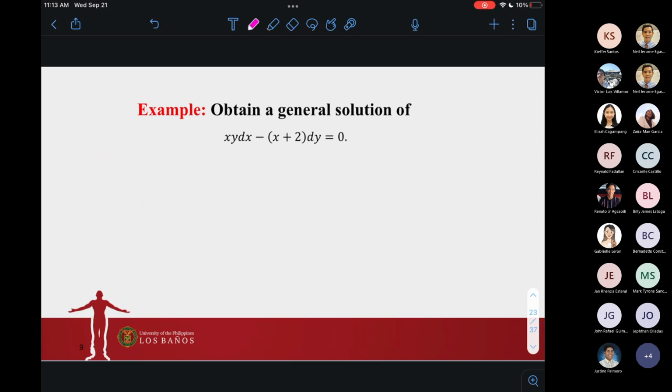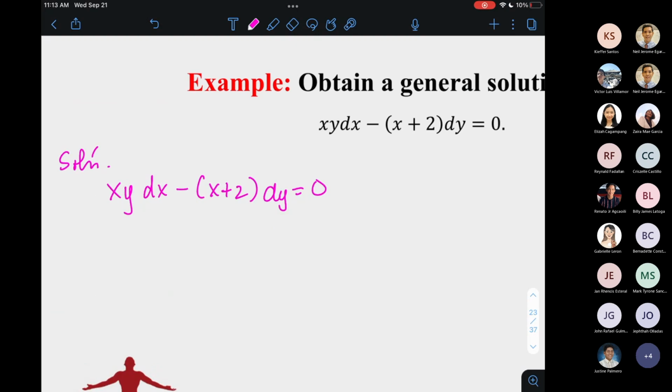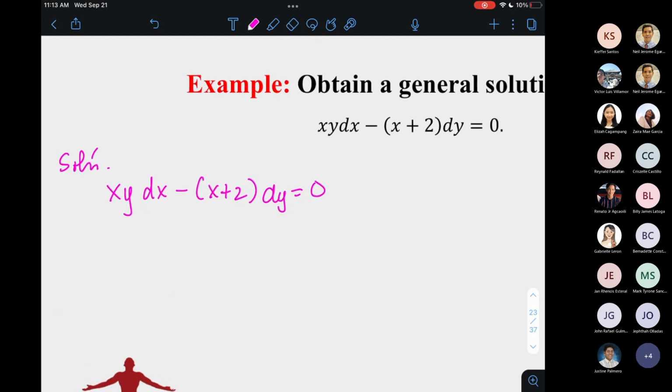So if I'll write a solution for this, start solution, tapos ang gagawin ko, copying ko si problem, xy dx minus quantity x plus 2 times dy equals 0. Again, I am hoping that it is separable. So gagawin ko, sige, try natin. Paghiwalayin nga natin yung mga y at saka yung mga x. So I'll do transposition first. I'll have xy dx equals x plus 2 dy.